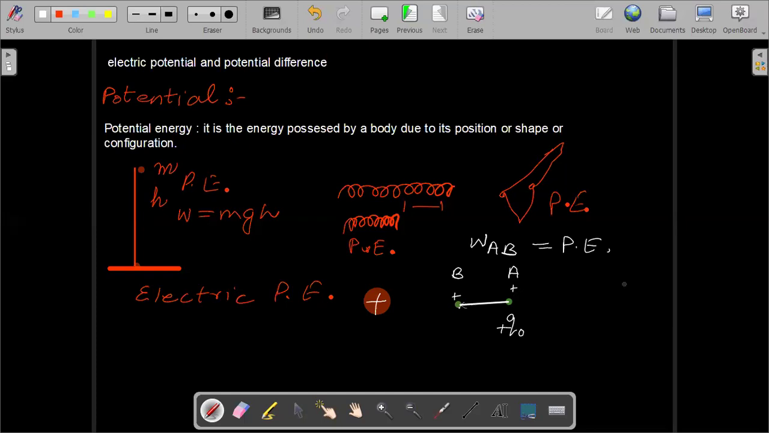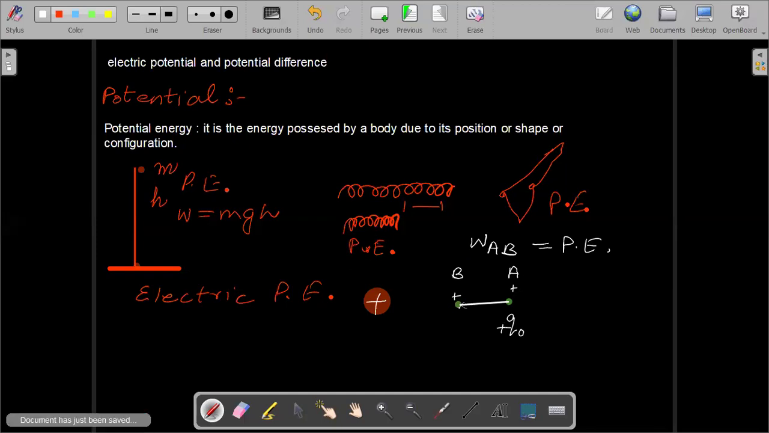Just like the other types of potential energy, like potential energy in a rubber band, in a slingshot, in a spring, in a mass, you have a similar potential energy in the case of electric charges, which we also call electric potential energy.